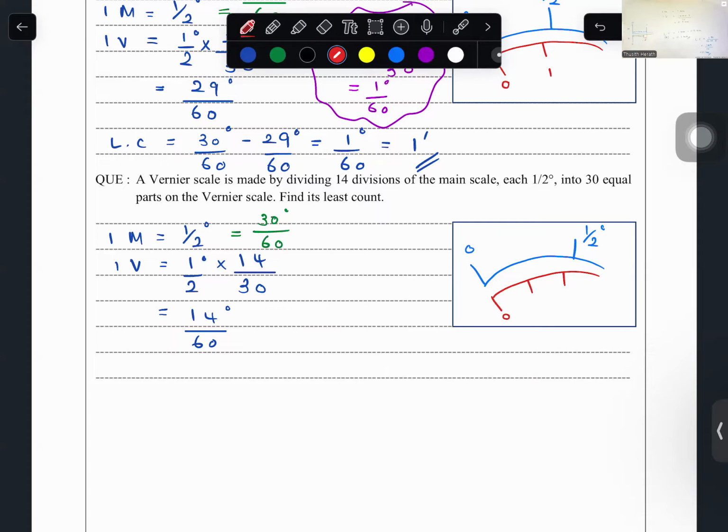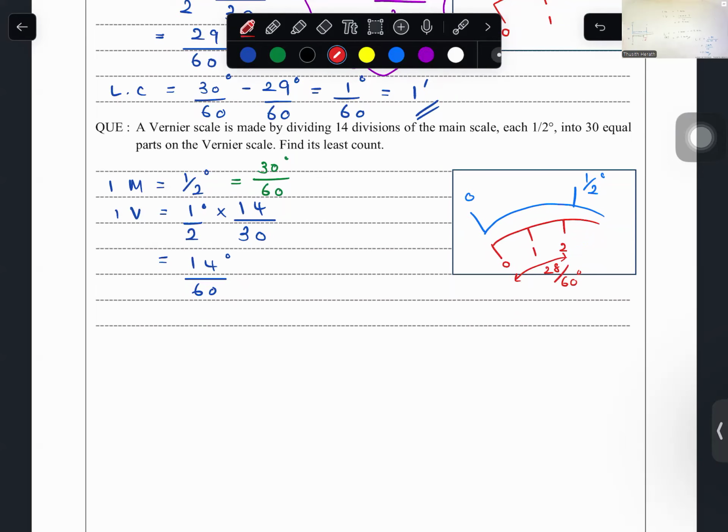So 14 plus 14, here 1, 2. Here this angle should be equal to two vernier divisions, right? It is 14 plus 14, 28, right? 28 over 60, if we multiply the vernier scale division by 2. So now you can find the least count. Half minus 28 over 60 means 30 minus 28 over 60, which is 2 over 60, meaning 2 minutes, right? It's 2 minutes.